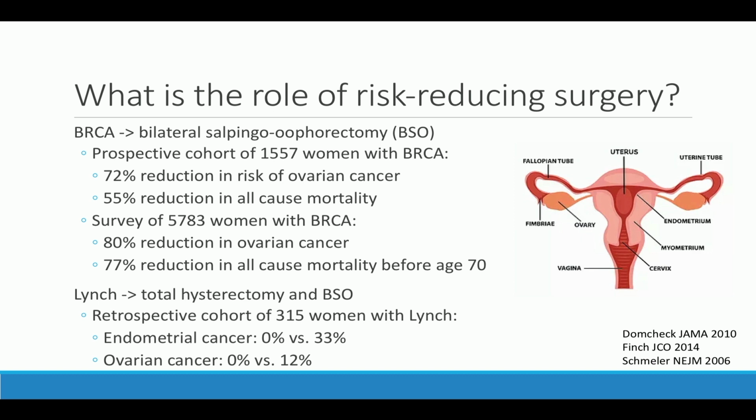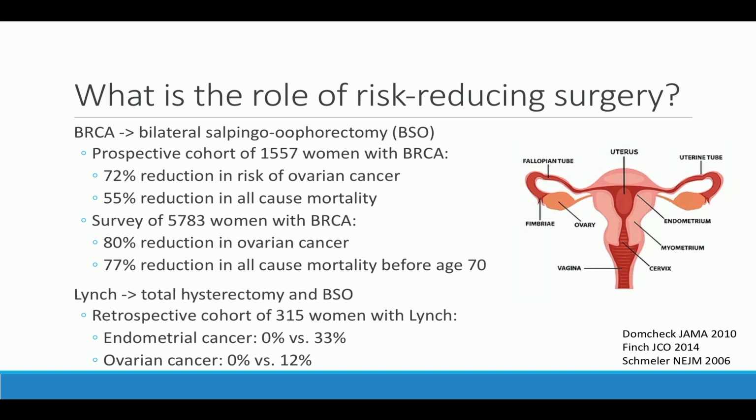So how about surgery? Surgery is absolutely what we actually recommend for these women, not screening. And so for BRCA, we recommend the bilateral salpingo-oophorectomy, so both fallopian tubes and ovaries. And this has been studied. There are two really good studies for this that we quote. The first one was a prospective study of about 1,500 women that demonstrated a 72% reduction in ovarian cancer, and that may translate into a 55% reduction in all-cause mortality for these women. That's how big of a deal this is.